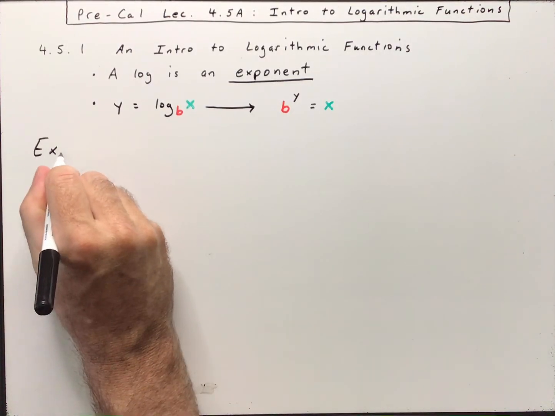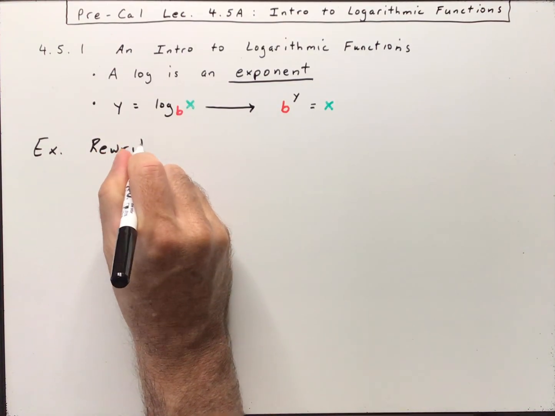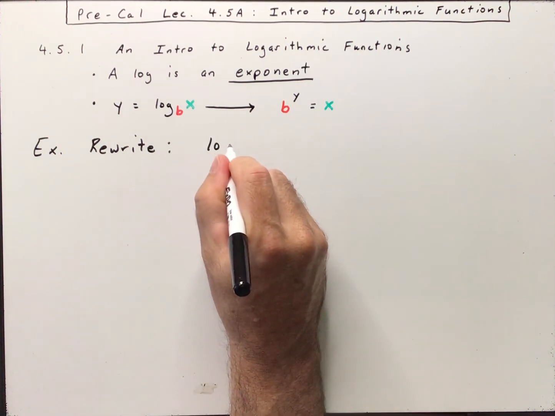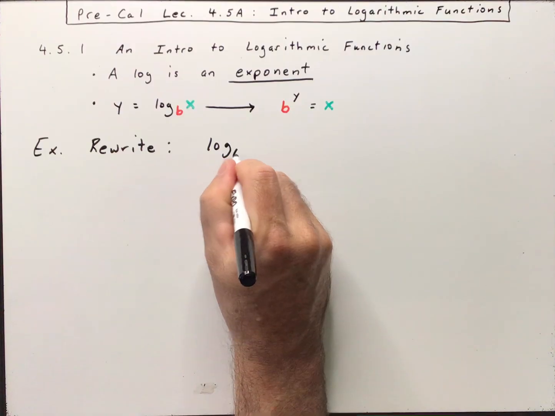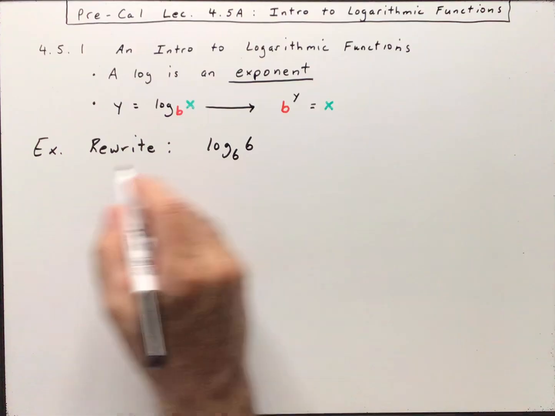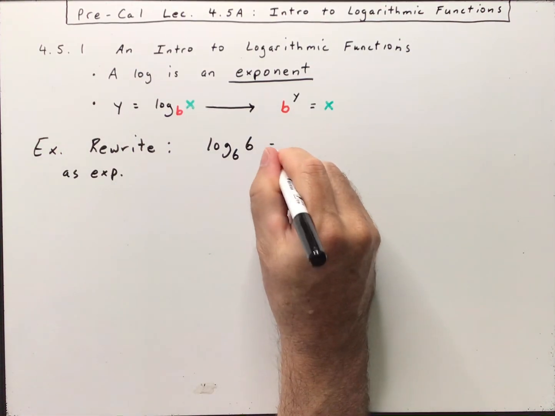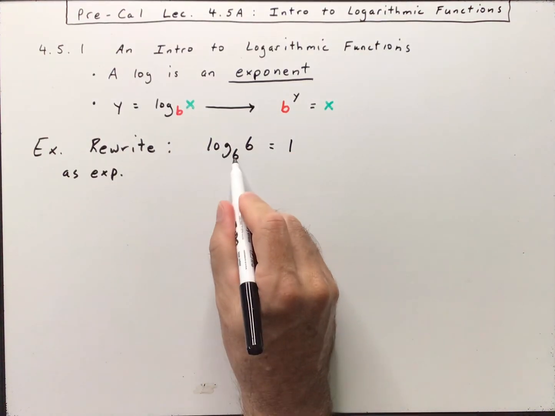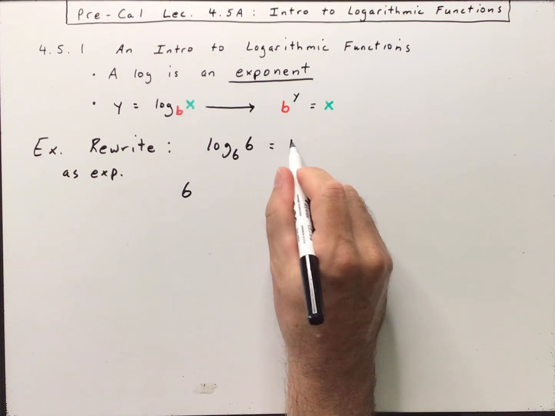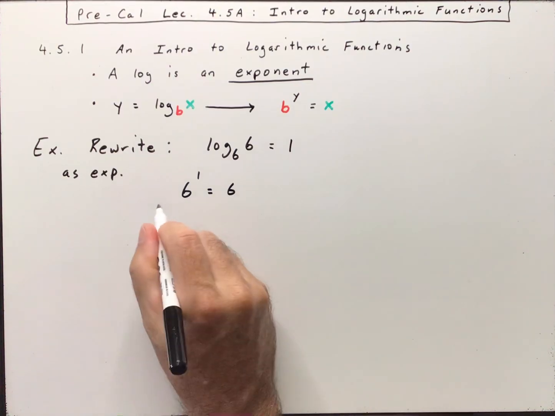Okay, we're still rewriting in about the middle of page 3. Rewrite log base 6 of 6 equals, so we're rewriting as an exponential this time. So log base 6 of 6 is equal to 1. Well, the base is 6. The exponent is the one that's by itself over here, so 6 to the first power is equal to 6.